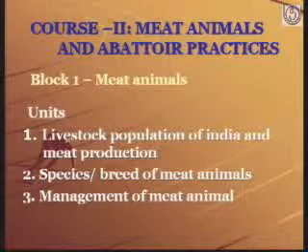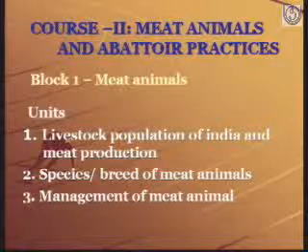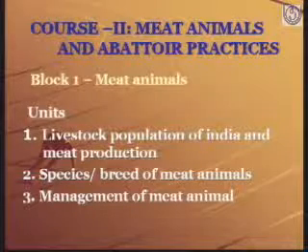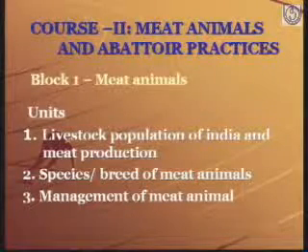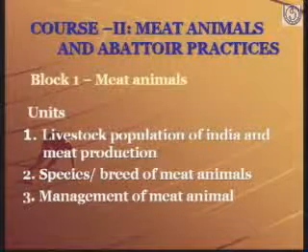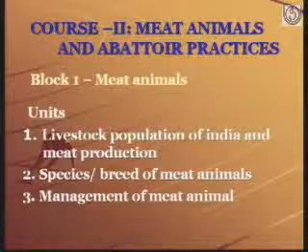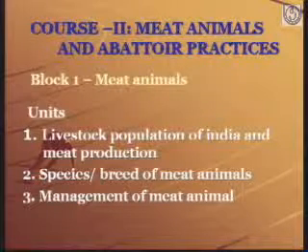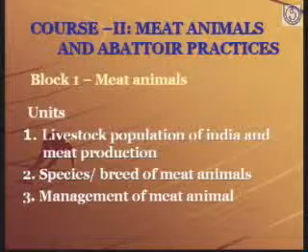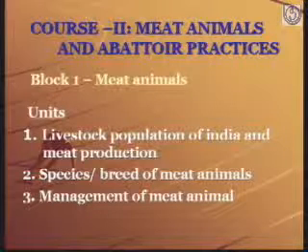In Unit 1, we will know about the livestock population of India, the present and past status of the livestock population, the population of each and every species like cattle, buffalo, sheep, goat, pig, poultry, and the total meat production, present and past status, demand of meat, export potential of meat, import threats, etc. In the second unit, we will study the species and breed of meat animals. From this unit, we will know about the home tract of the different species of meat animals, their physical characteristics, etc.